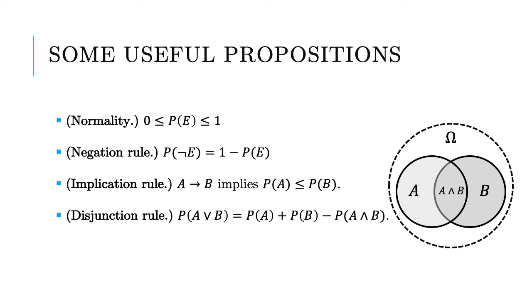And notice that in the case where there is no intersection, when the events are mutually exclusive, A and B does not exist, and so corresponds to the empty set. And so it gets probability 0. So we get back that the probability of A or B, when A and B are mutually exclusive, is just equal to the probability of A plus the probability of B minus 0. That is, we get back countable additivity as we've defined it.